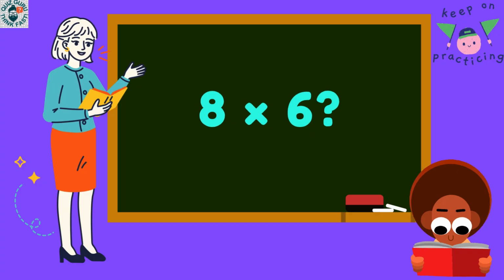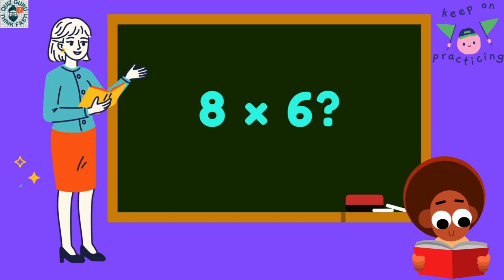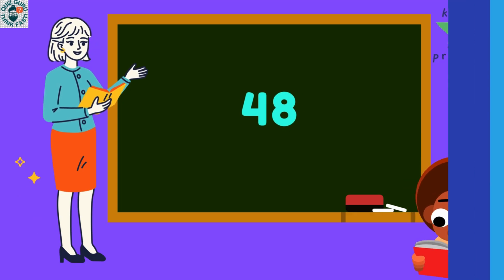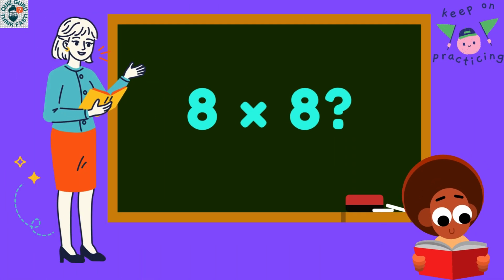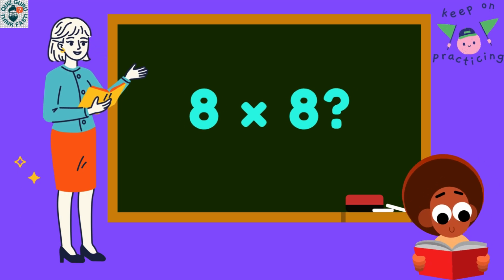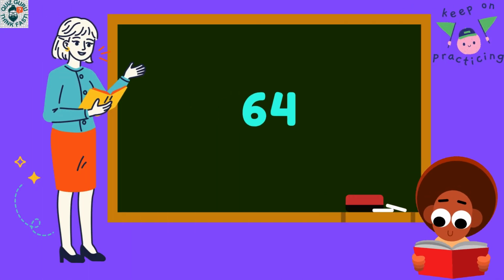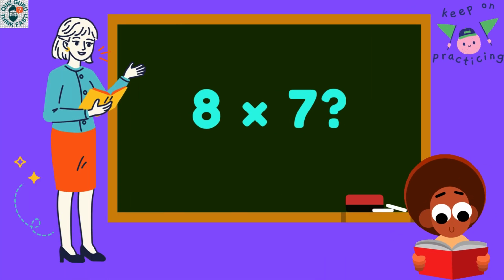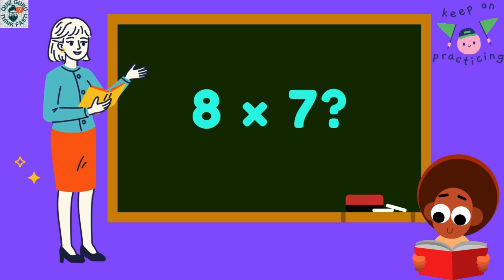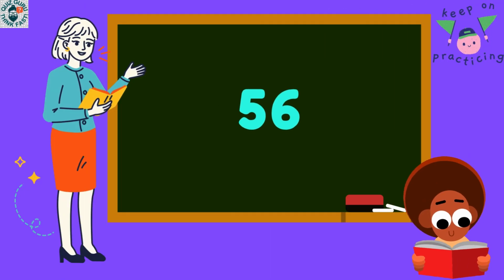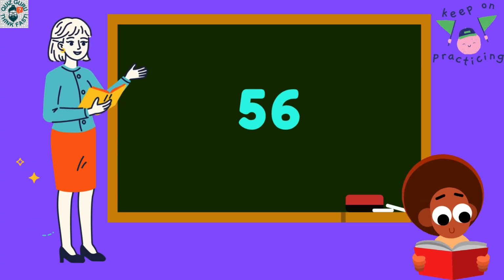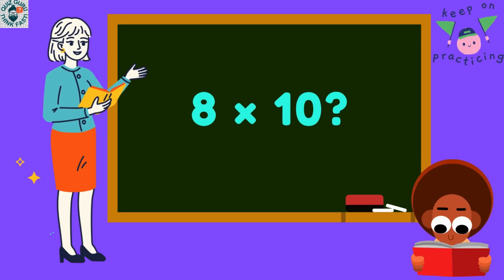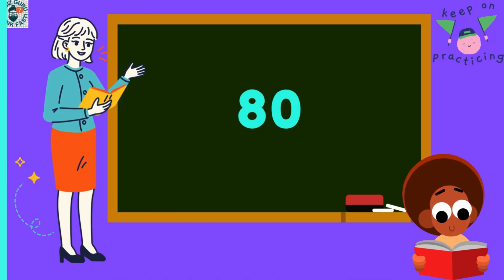What is 8 times 6? It's 48. What is 8 times 8? It's 64. What is 8 times 7? It's 56. What is 8 times 10? It's 80.